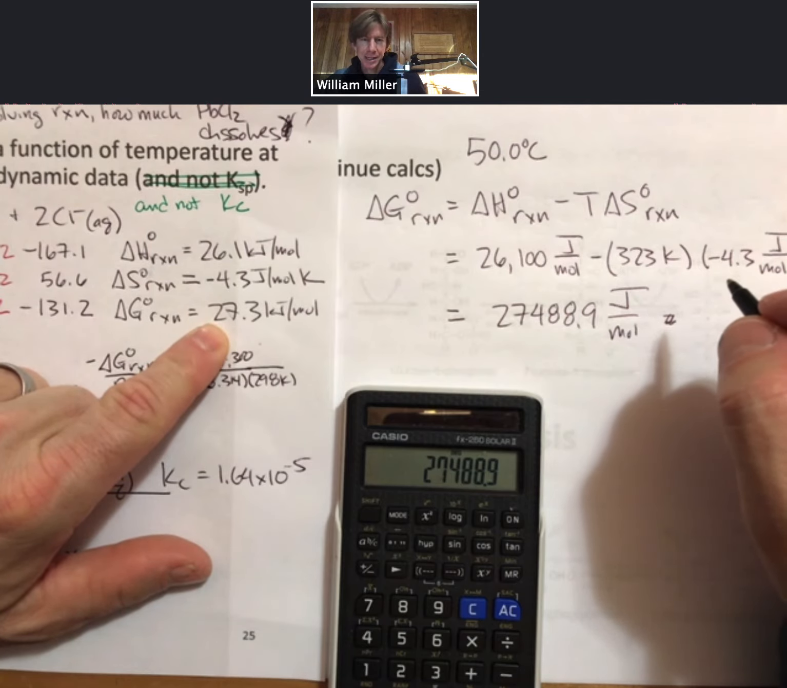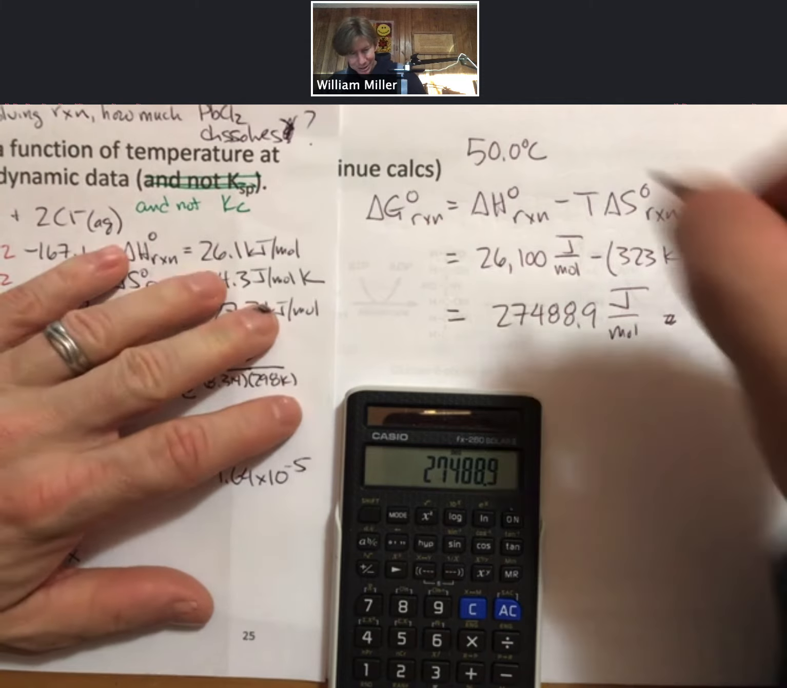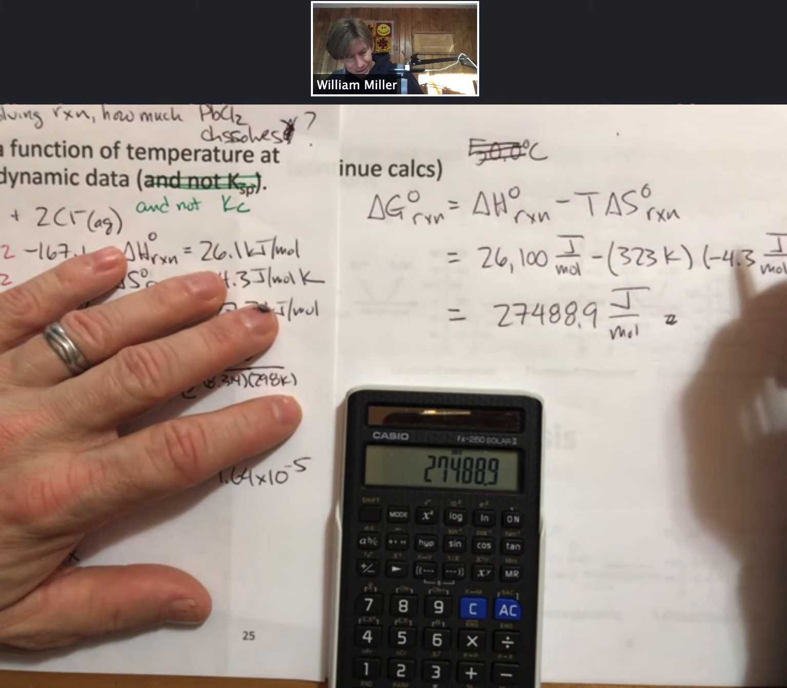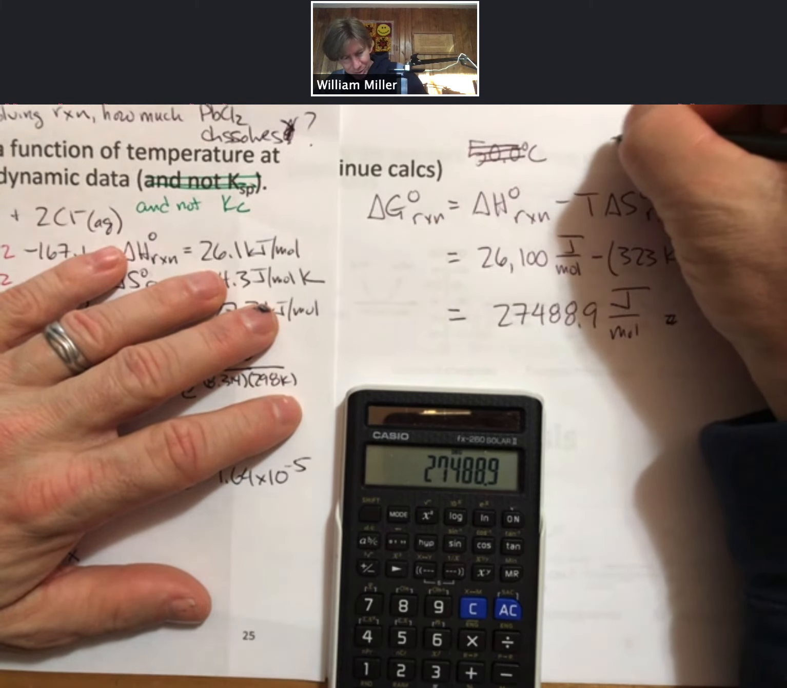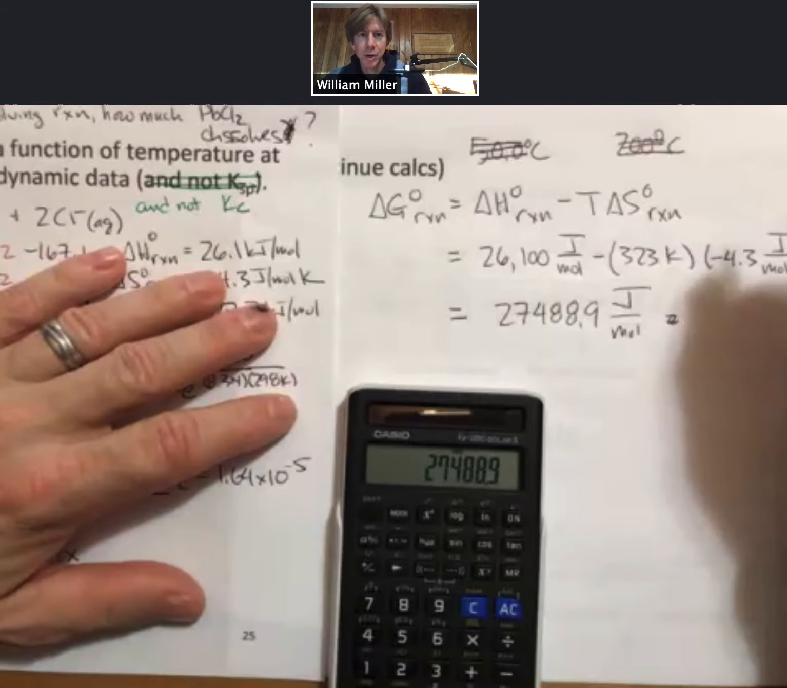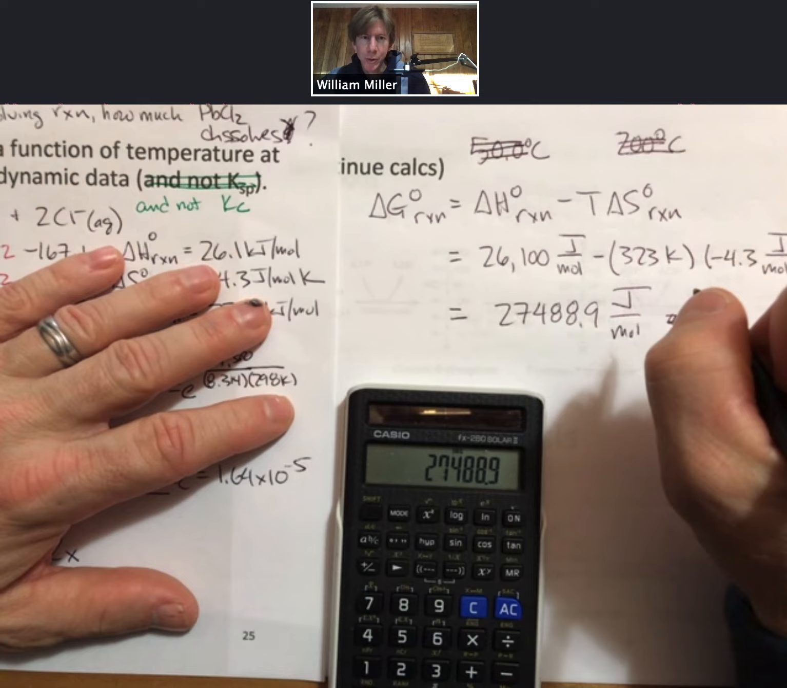Let's change tactics. Instead of 50 degrees, let's do another one. Let's do 200 degrees Celsius. No, that doesn't even make any sense because we won't have any water anymore. Let's just stop while we're ahead.